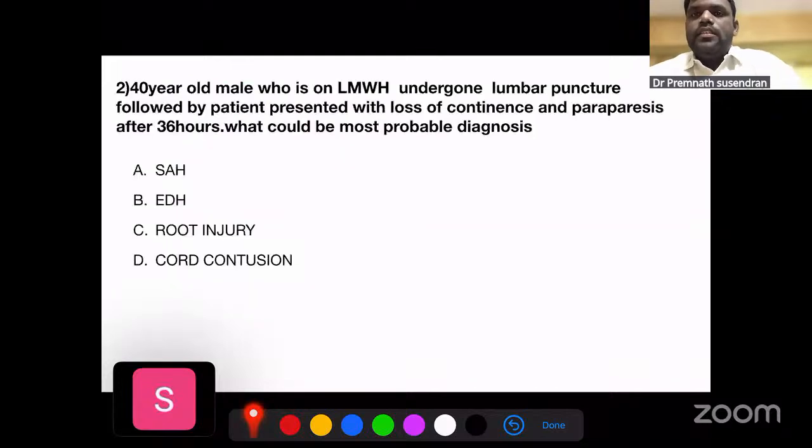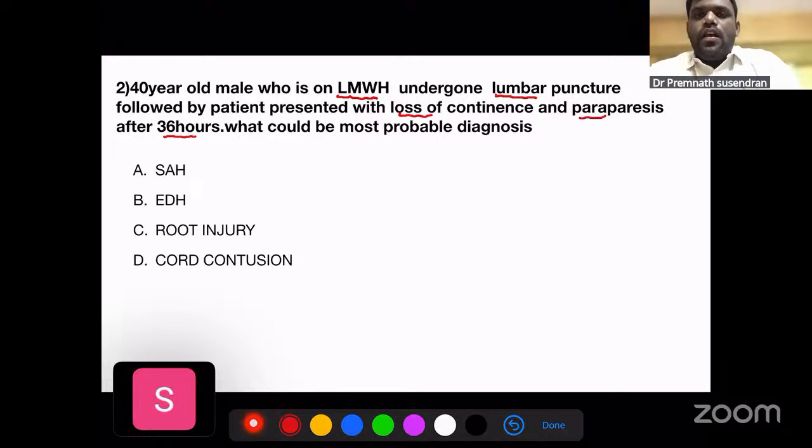Then the second question. A 40-year-old male who is on low molecular weight heparin therapy underwent lumbar puncture, and the patient presented with loss of continence, urinary or bowel, and paraparesis 36 hours after the procedure. What could be the most probable diagnosis? The patient is on low molecular weight heparin for some other purpose, maybe due to DVT. After 36 hours of the lumbar puncture, he developed loss of continence and paraparesis.